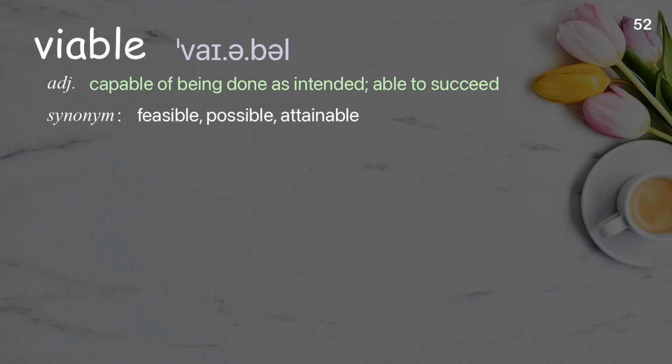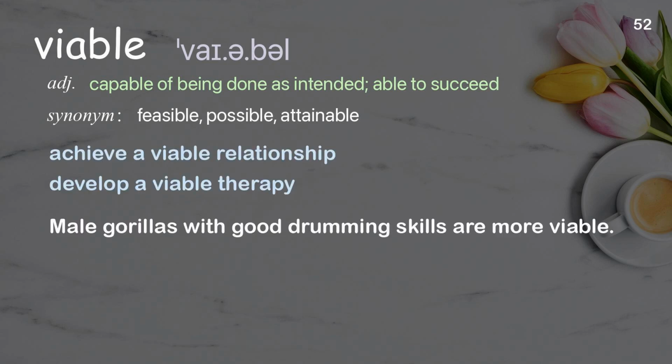Viable. Capable of being done as intended, able to succeed. Examples: Achieve a viable relationship. Develop a viable therapy. Male gorillas with good drumming skills are more viable.